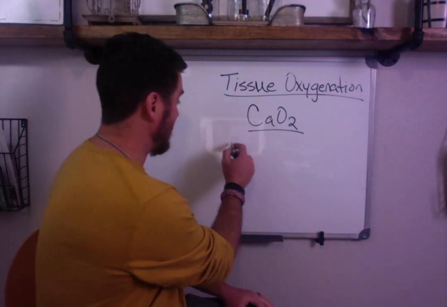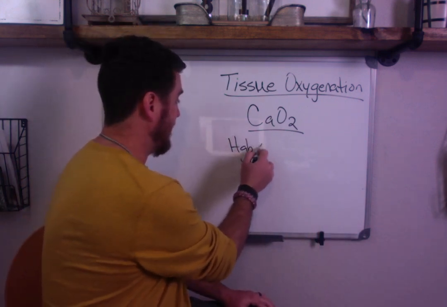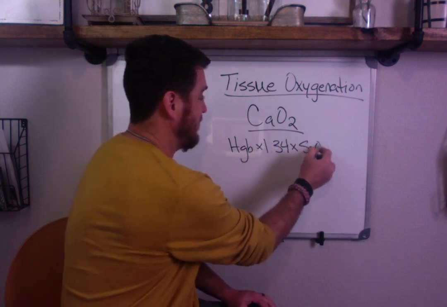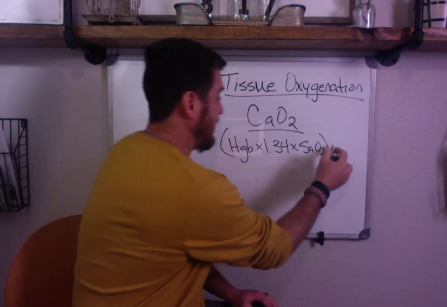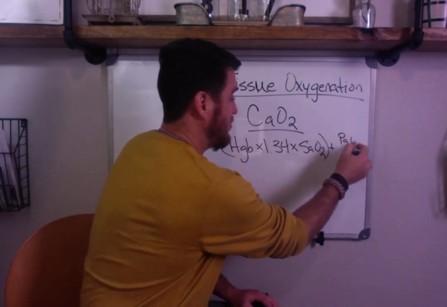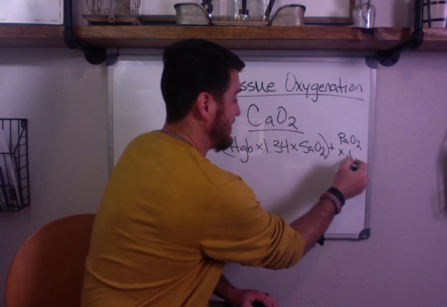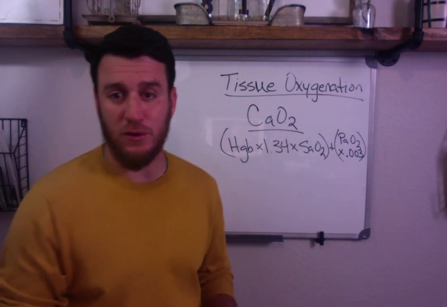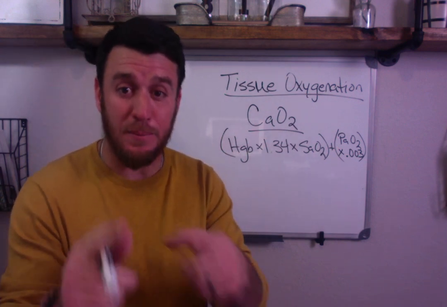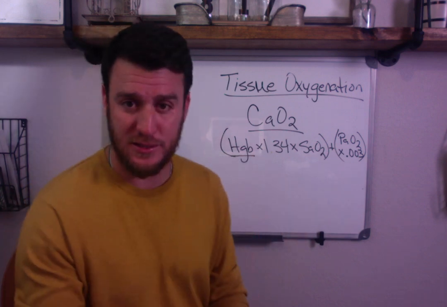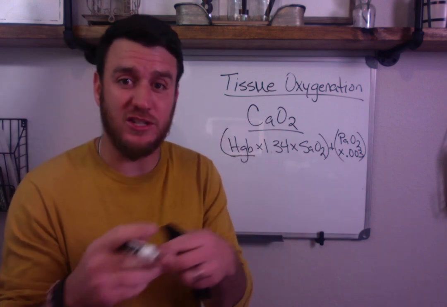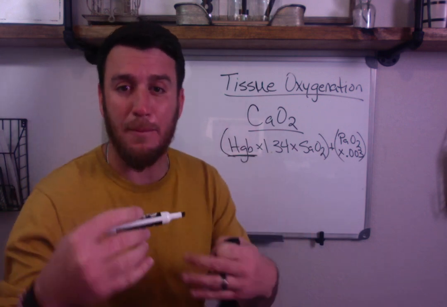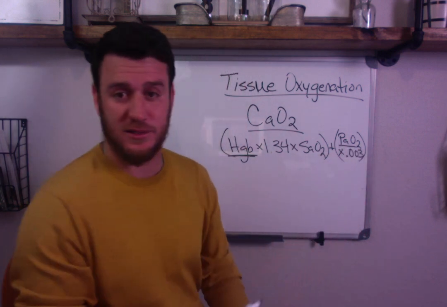So this formula looks like this. Hemoglobin times 1.34 times your SaO2. We do all of that, and then we add that to PaO2 times 0.003. Now my goal in this video is for you to recognize how important this value is in regards to tissue oxygenation, how important this value is, and how minimal this value is.